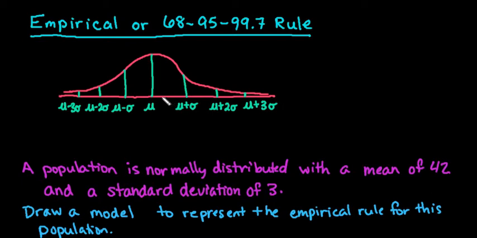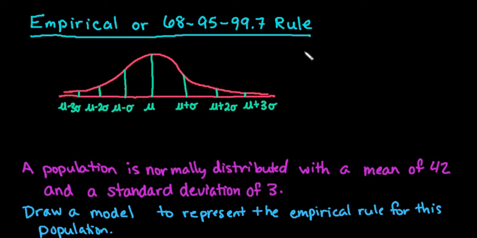For this video, what I want to do is talk to you about the empirical rule, which is also known as the 68-95-99.7 rule. This rule applies to the normal curve, which is a bell-shaped distribution that is centered at the mean, and 50% of the data falls below the mean and 50% of the data falls above the mean.